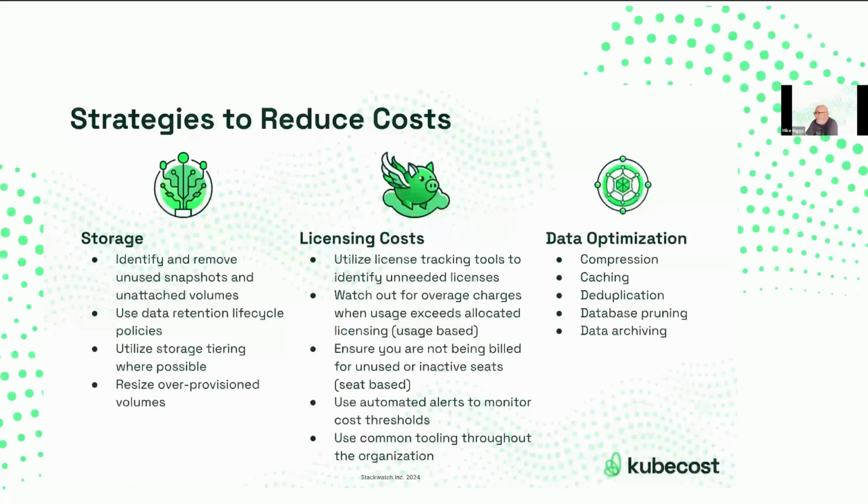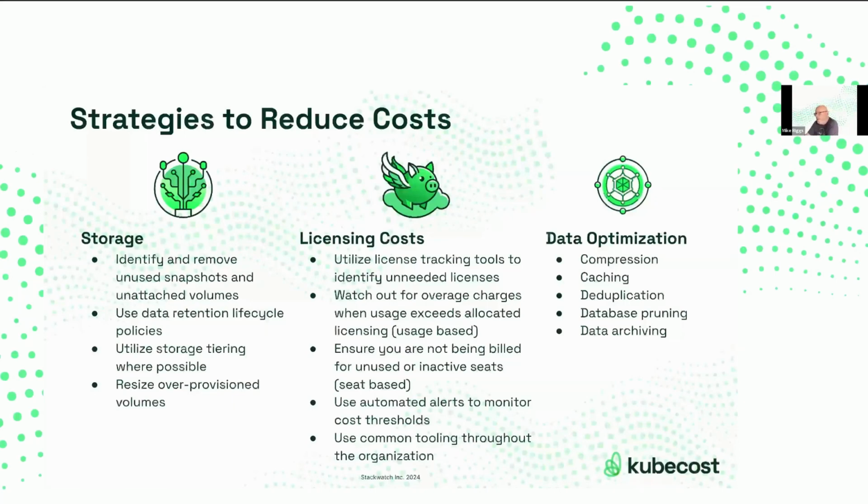We've got a couple other things that we can look at. So for example, storage, things like unused snapshots, unattached volumes, unused backups. All of these things can be deleted to reduce some cost. We can create things like data retention lifecycle policies. So when I go store a data set, I can say I want to create a lifecycle policy. After a certain amount of time, I don't need this data any longer and it gets evicted.